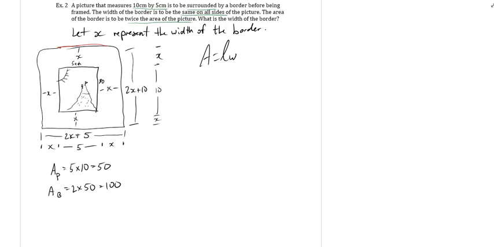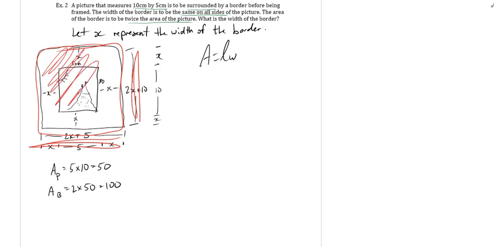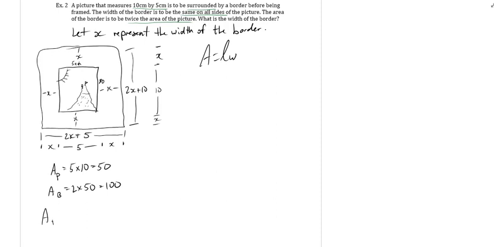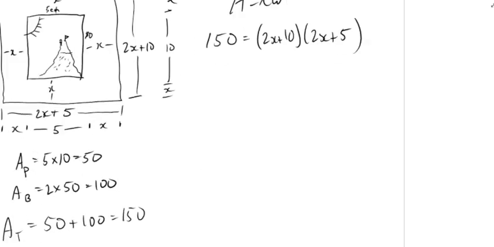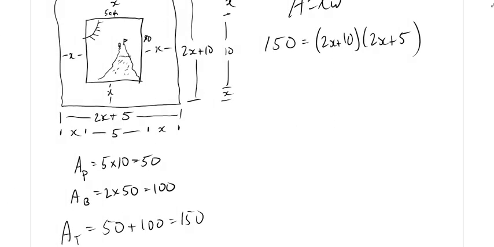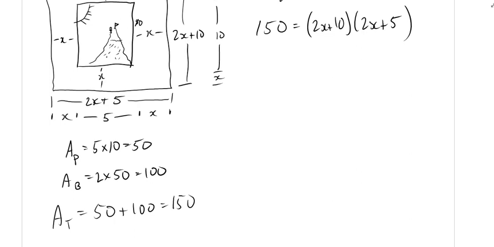So just watch. This whole picture has these dimensions, and the whole area is both of those added together. So area total is 50 plus 100, 150. There's my area. What's my length? 2x plus 10. What's my width? 2x plus 5. Bam. Setup, done. What do I do? Expand, simplify, move everything to one side, equal to 0, solve. Okay, so I want you to try that right now. Try your hand at expanding and simplifying that.